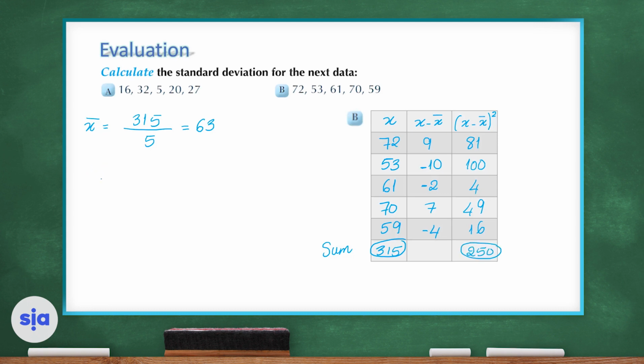So, to find the standard deviation, it's equal to the square root of the last column sum over how many numbers there are. There are 5 numbers. So the standard deviation here is 5 square root of 2, which is approximately equal to 7.07.